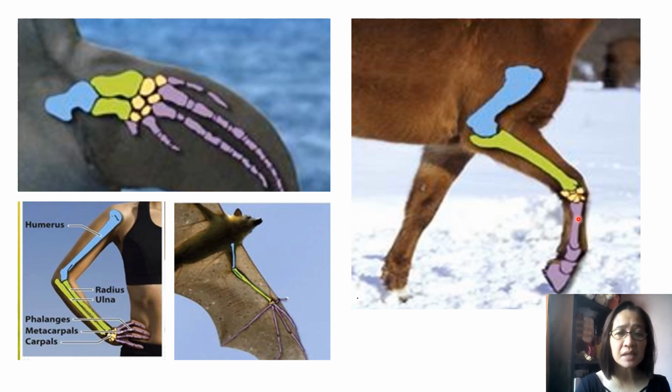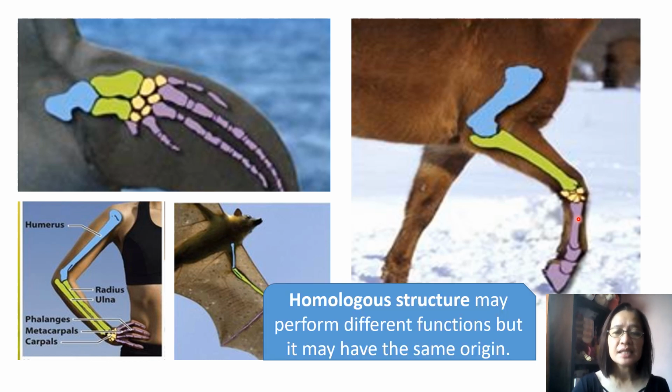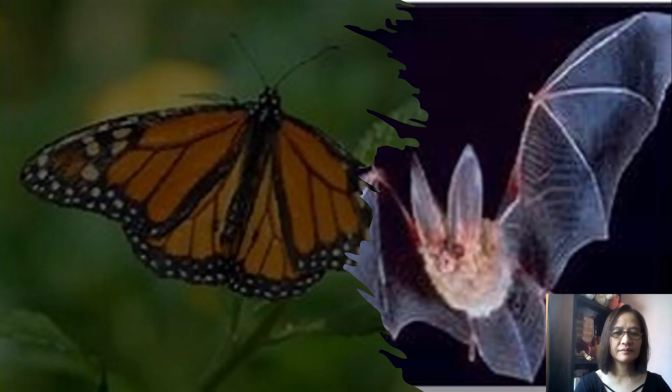So, ibig sabihin, those organisms, they have the same parts but different functions. May naglalakad, may tumatakbo, may lumalangoy, at mayroong lumilipad. Therefore, this is an example of homologous structure that may perform different functions but it may have the same origin.